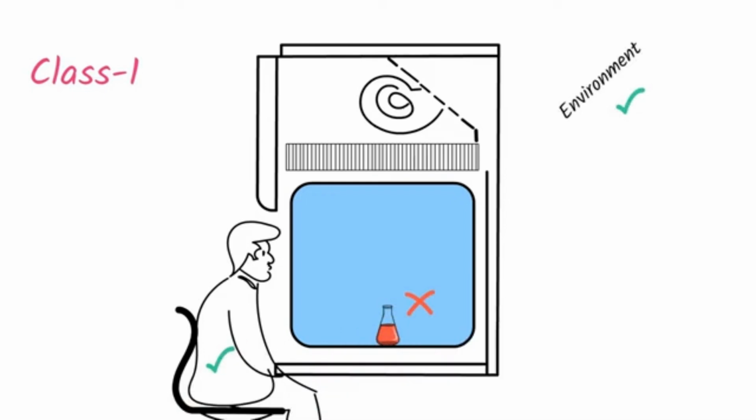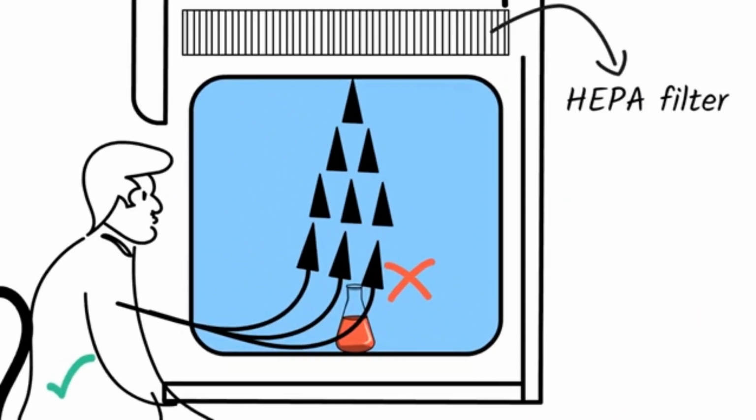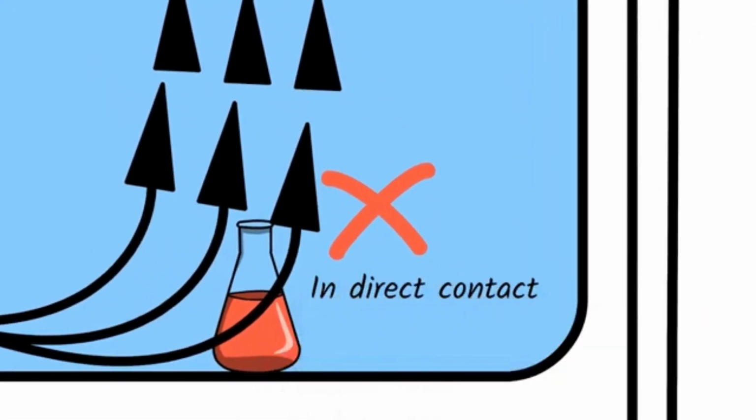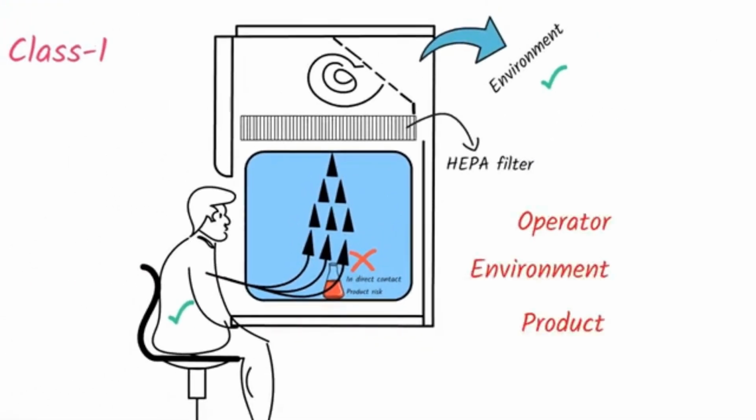The Class 1 biosafety cabinets pull the surrounding air from the operator side. The air inside takes the particles away from the operator, and then passes through the HEPA filter before it is discharged into the environment. In this case, the surrounding air is coming in direct contact with the product on the work surface, and therefore, increasing the risk of product contamination. In this way, the Class 1 biosafety cabinets protect the operator and the environment, but not the product.